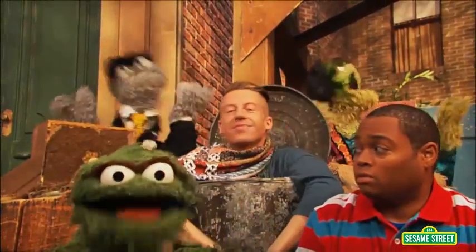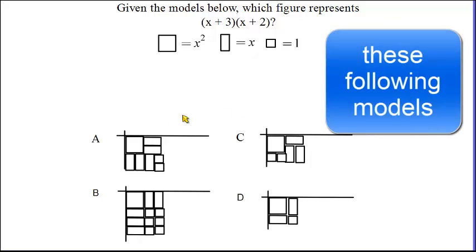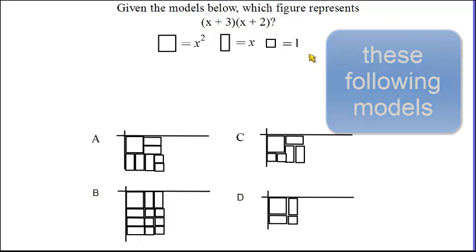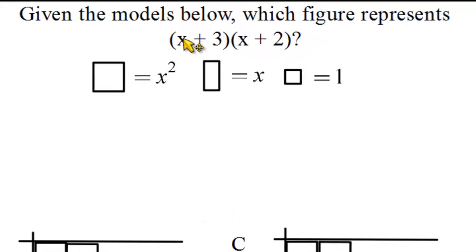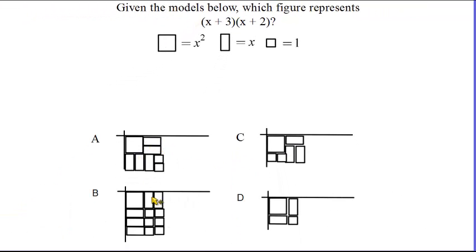Alright, now let's say we have, and we would like to represent this product x plus 3 times x plus 2. Let's choose which among these options will give us the correct answer. Now there's so many ways on how to solve this. Now let's try to use our options to guide us to get the correct answer.